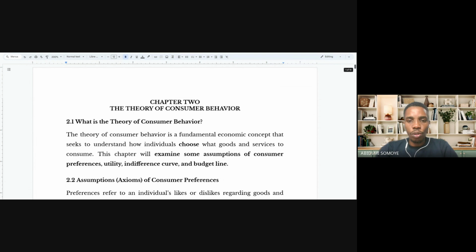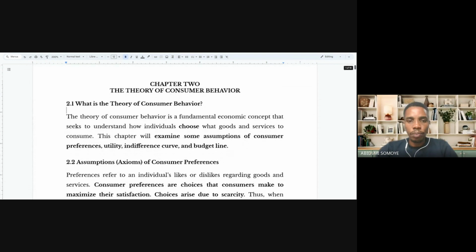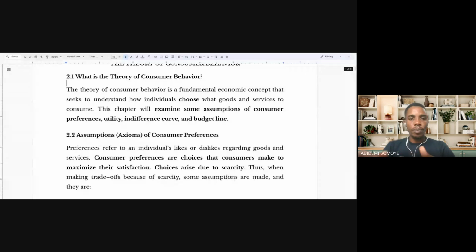Let's dive straight into the axioms or assumptions of consumer preferences. What are the axioms of consumer preferences? First of all, what are preferences? Preferences refers to an individual's likes or dislikes regarding goods and services. In a more simple explanation, preferences simply refers to things that you prefer. For example, you prefer a Nike over Adidas. We all have our preferences. So the literal meaning of preferences relates to the things that you prefer.